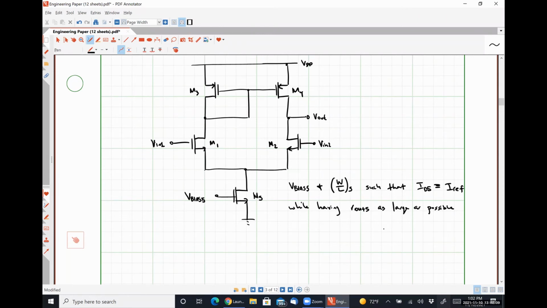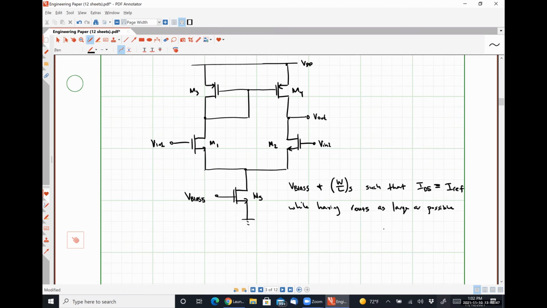We just establish our bias voltage such that the VGS we get winds up giving us an output current of I reference, or as close to I reference as we can make it. And we use the largest length that we can physically accommodate to keep that current level stable, which happens to also maximize our output resistance, making that tail transistor M5 look as close as possible to an ideal current source as we can make it with a single transistor, okay?